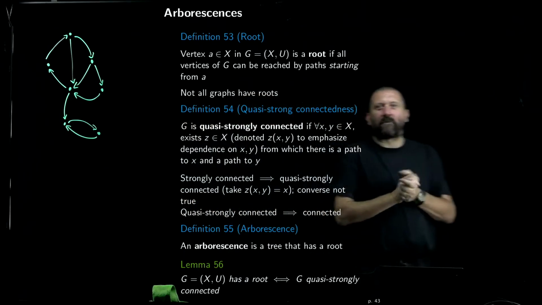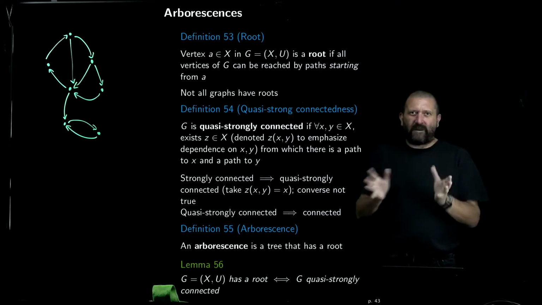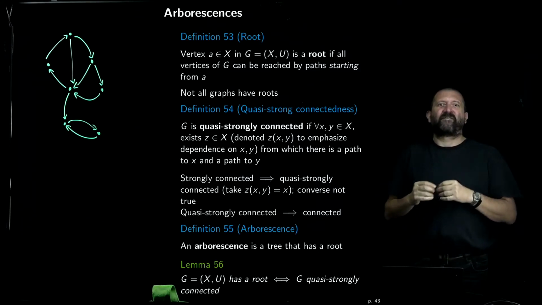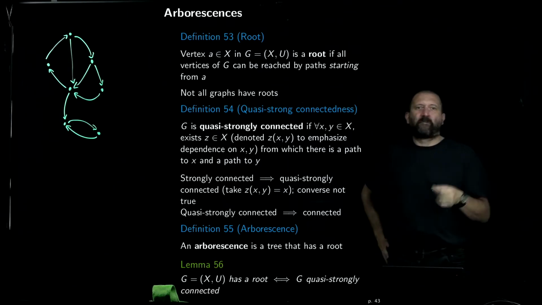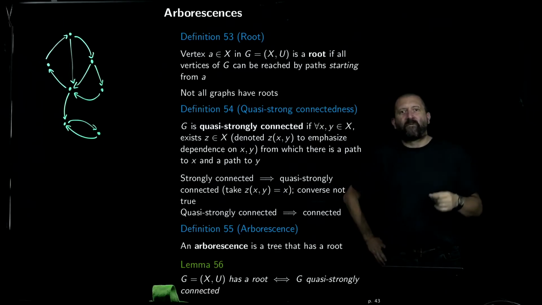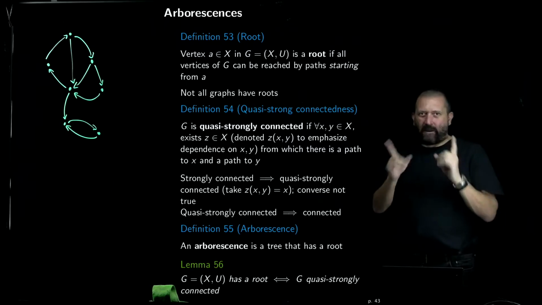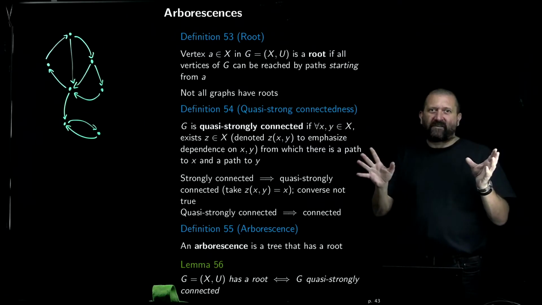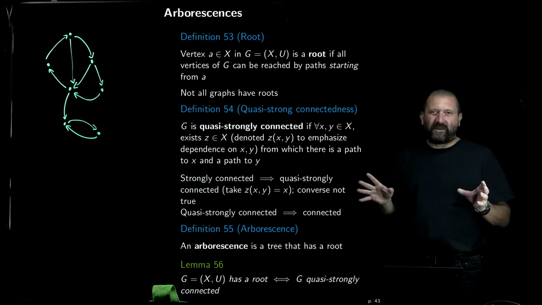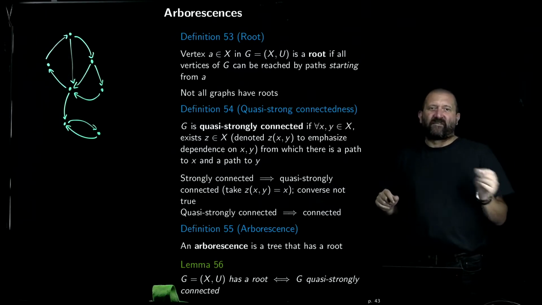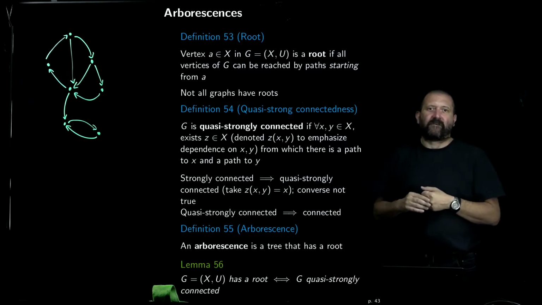And so we call a graph quasi-strongly connected if for any pair of vertices X and Y there exists a third vertex, Z, from which there is a path to both X and Y. So you take any pair of vertices, whatever pair you take, you can find a path to X and to Y. Okay. And that's quasi-strongly connected.